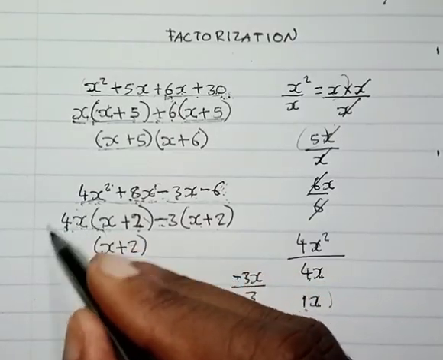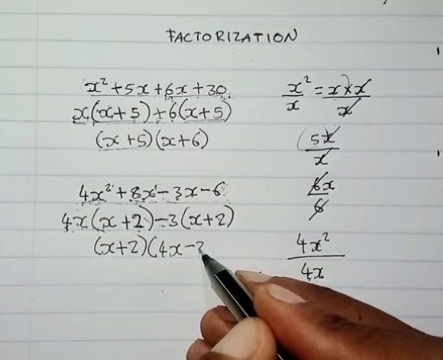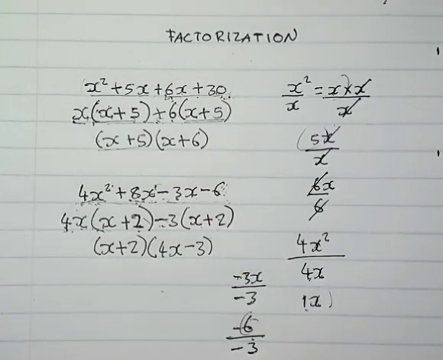Then we're remaining with 4x and negative 3. So we have 4x and negative 3. This is basic factorization, and this is what you're supposed to know before we start solving factorization of quadratic expressions. Thank you very much for watching.